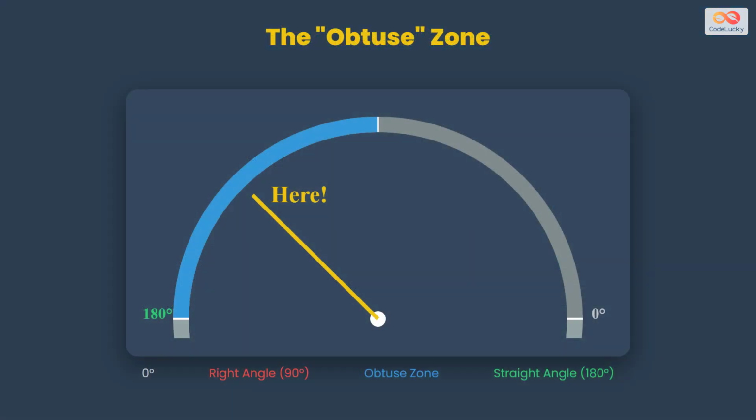Let's visualize where these angles live. On our chart, the red line shows a right angle at 90 degrees. The green line is a straight angle at 180 degrees. Any angle that falls in the blue zone between these two lines is an obtuse angle.